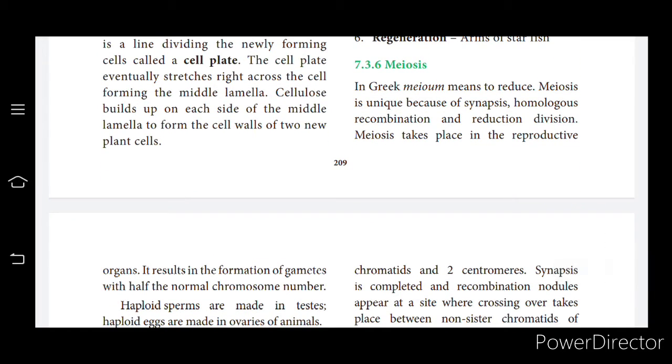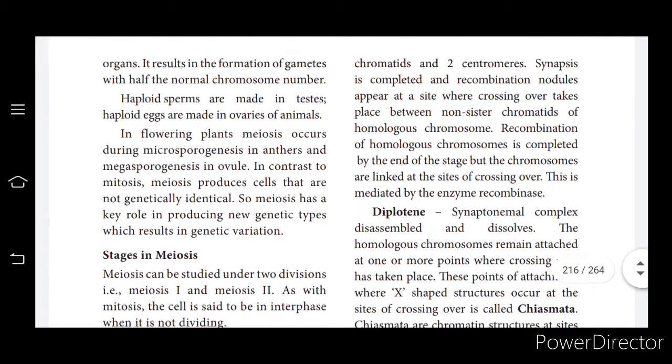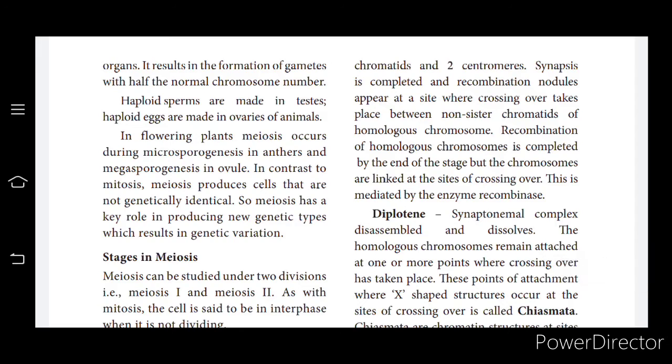Meiosis is a cell division occurring in the reproductive cells, where only haploid cells will be produced. For example, in mitosis we have seen 46 chromosomes in the parent cell, and also 46 chromosomes will be there in the offspring or daughter cell. But in the case of meiosis, it is not so. The gametes will have half the number of chromosomes. Only 23 chromosomes will be present in the haploid gamete. That is what is happening during meiotic cell division.